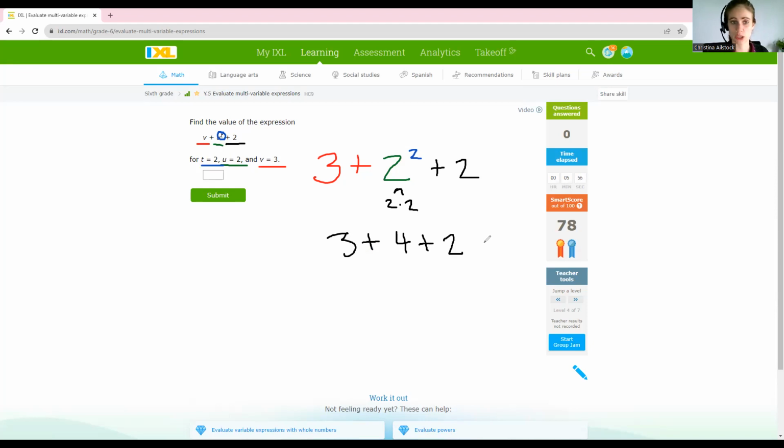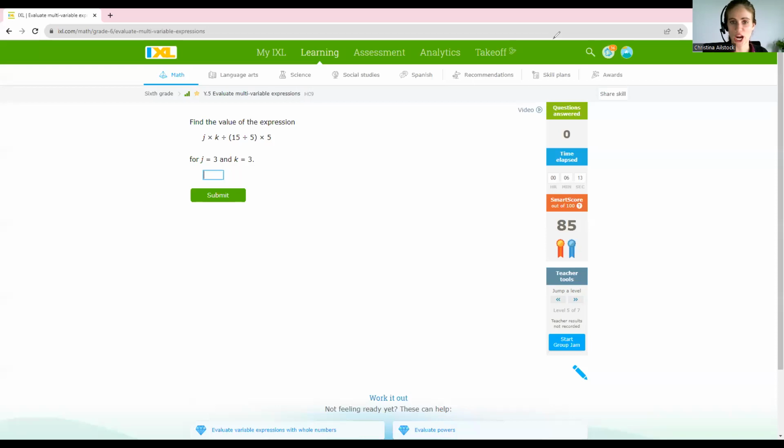Now we can do our addition from left to right. 3 plus 4 is 7. 7 plus 2 is 9. Final answer. All right, let's step it up a notch here again.